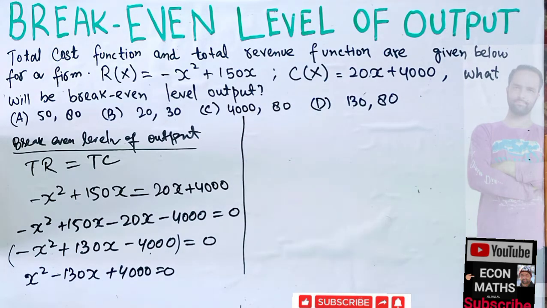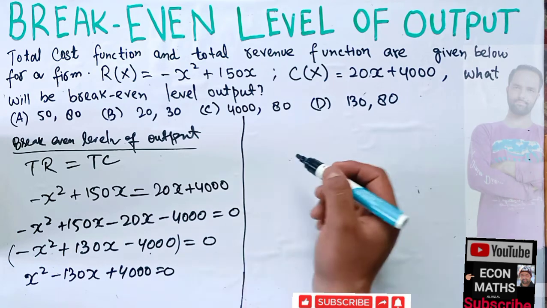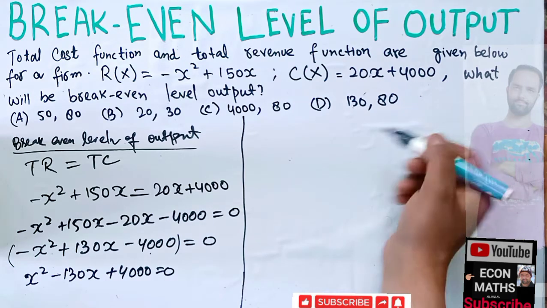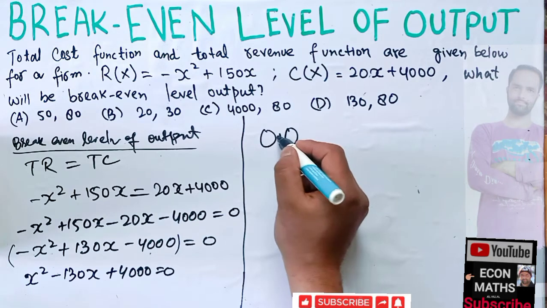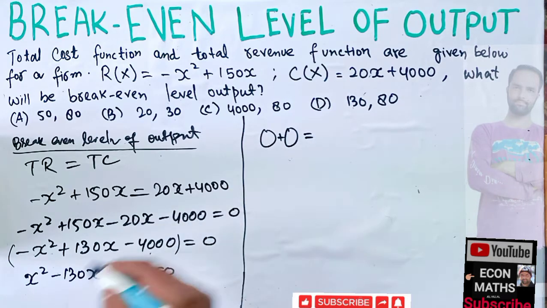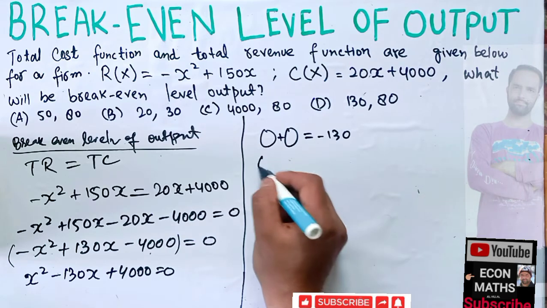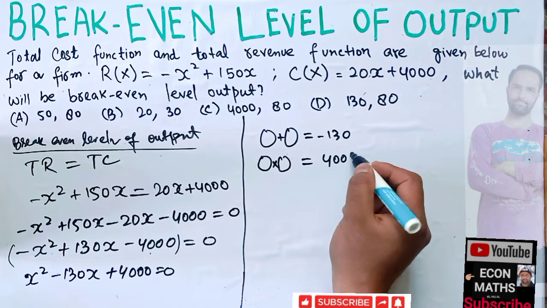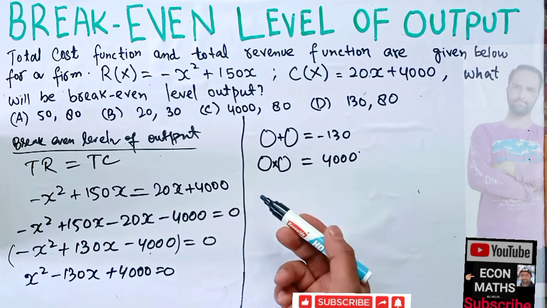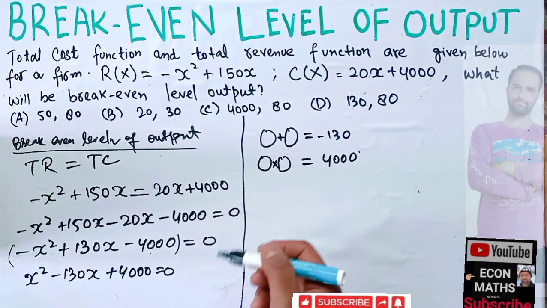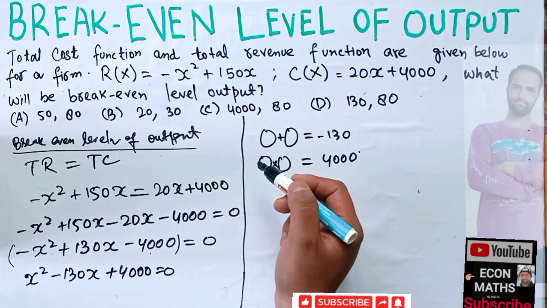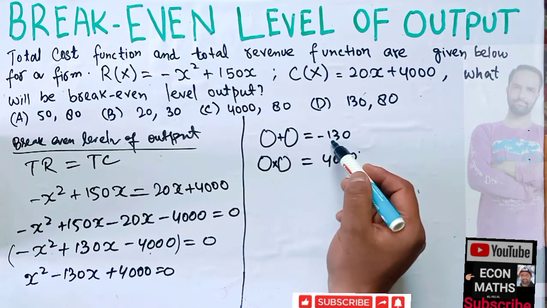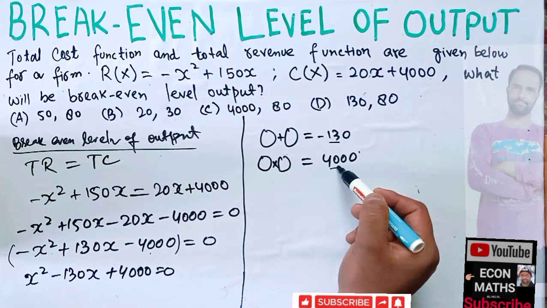This is our quadratic function, and we can solve it by using the quadratic formula, or by separating the middle term. We should get two numbers in such a way that their sum should be equal to minus 130, and their product should be 4000. Either you use the discriminant method or simply factor this out. So let's concentrate on this 13 and 40 here.